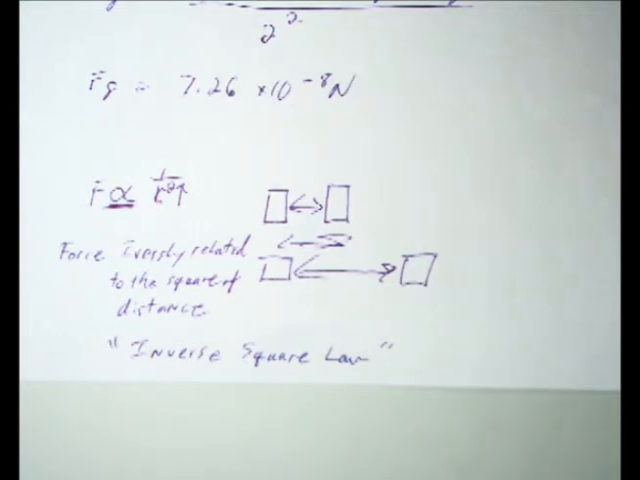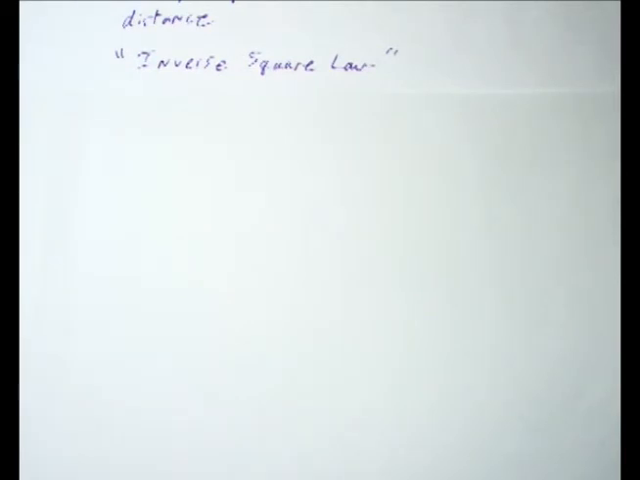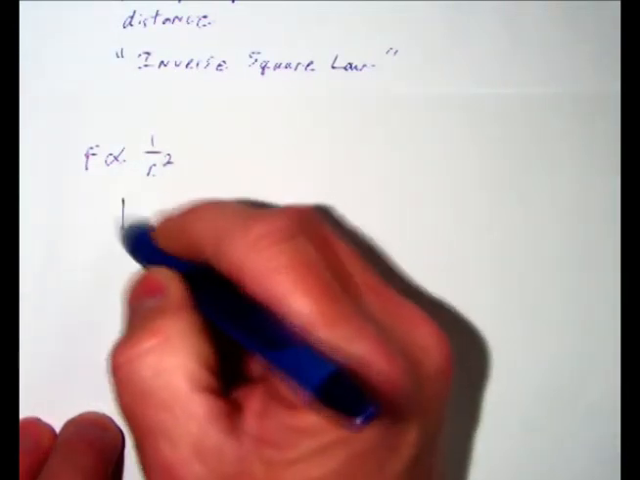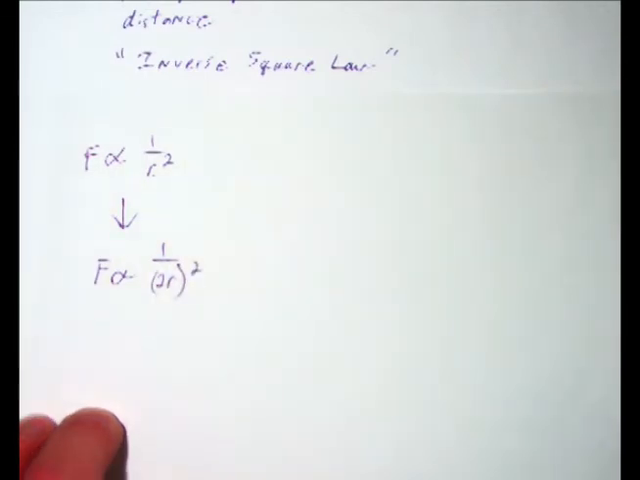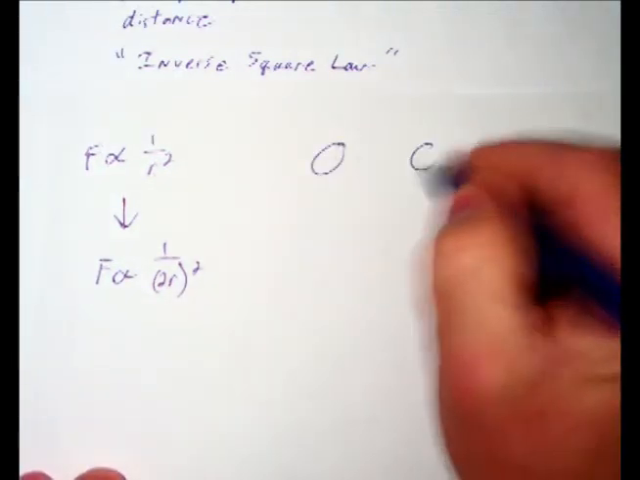We're not done yet, folks. Now, let's talk about how that relates to each other. So, with the inverse square law, if force is inversely related to the square of distance, if I double R, so now I have force related to 2R, both of those things are squared.